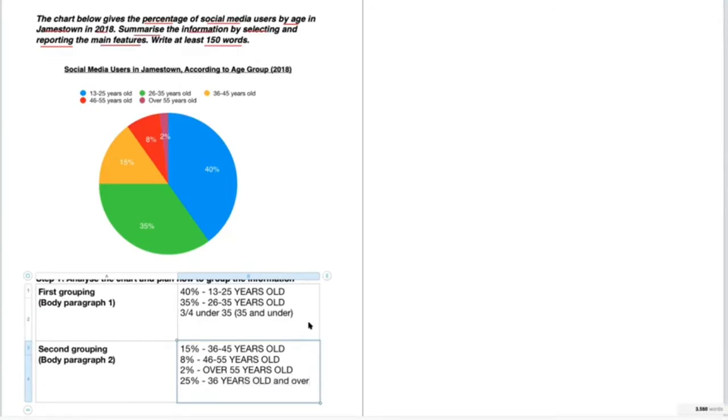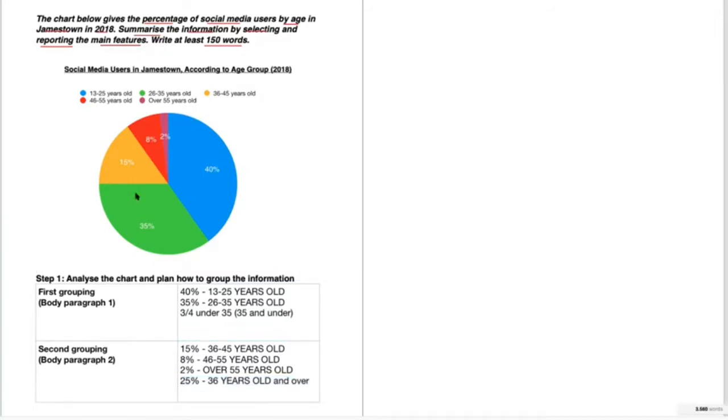So here we're talking about the specific segments, and the last line I have in these boxes, these are really talking about the overall pie chart. So we've got 3/4 under 35, and of course, from good math, we've got 25% or 1/4 of the users are 36 years old and over. And these are the relevant features of this pie chart.